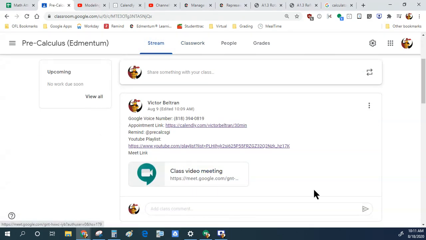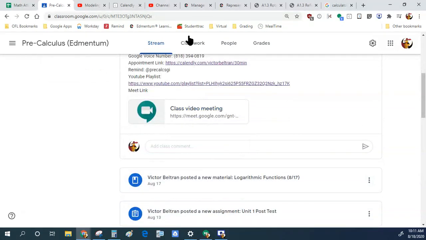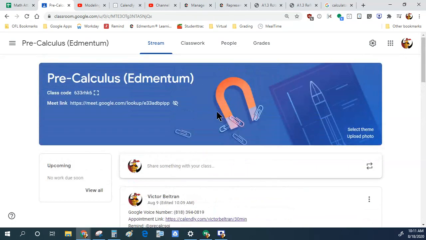Also, if you have the Google Classroom, it's really easy to join the class meeting. You just go to your Google Classroom because everything's on here. Click your meeting, and you're good to go.